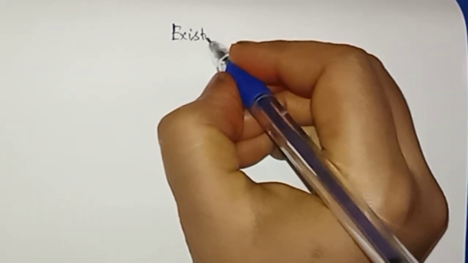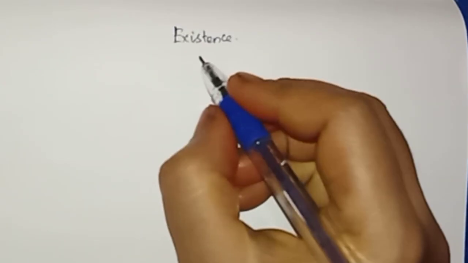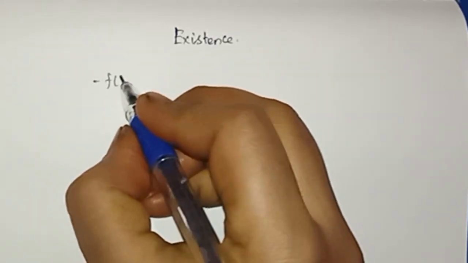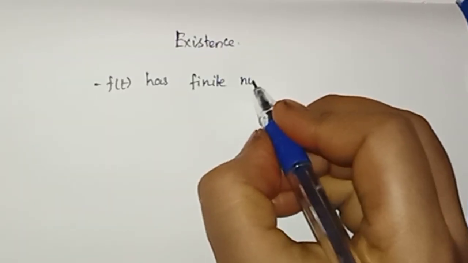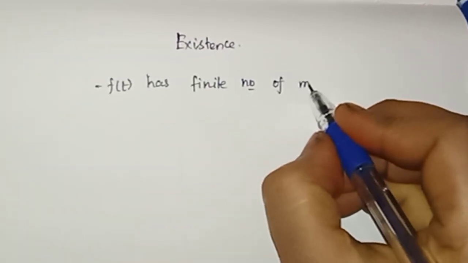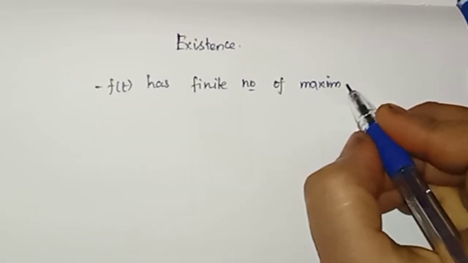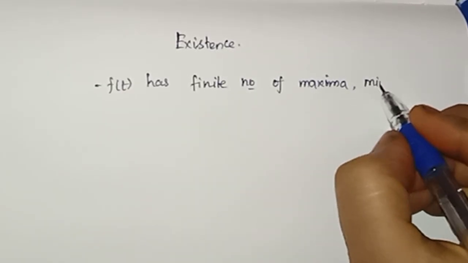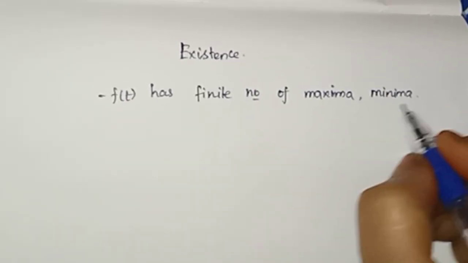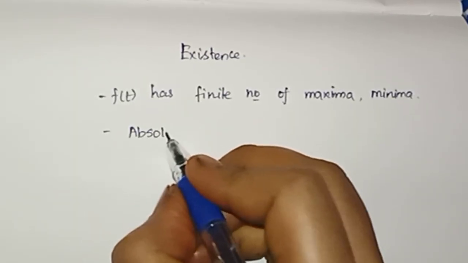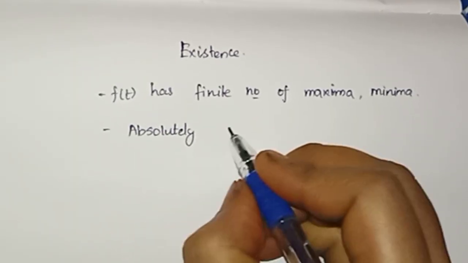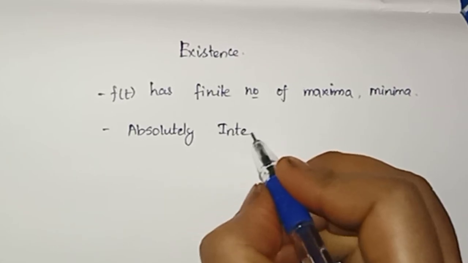Next, existence of Fourier transform. We all know f of t may be a continuous signal. f of t has a finite number of maxima and minima. The integration symbol having upper limit and lower limit: the lower limit is minima and upper limit is maxima. They must be finite for the existence. Second point will be absolutely integrable.